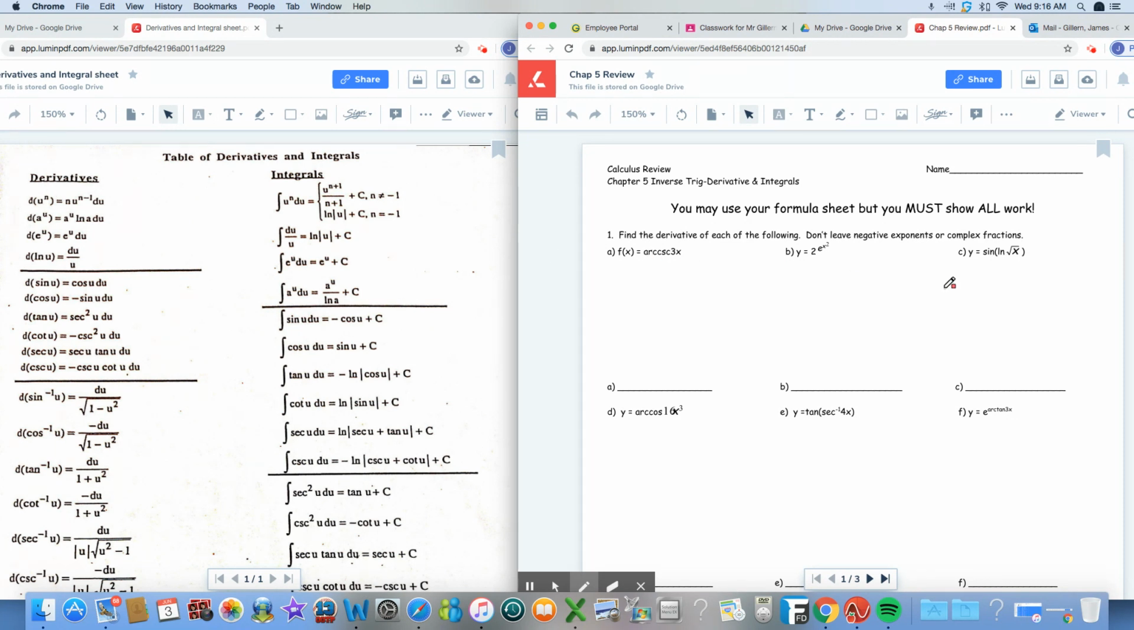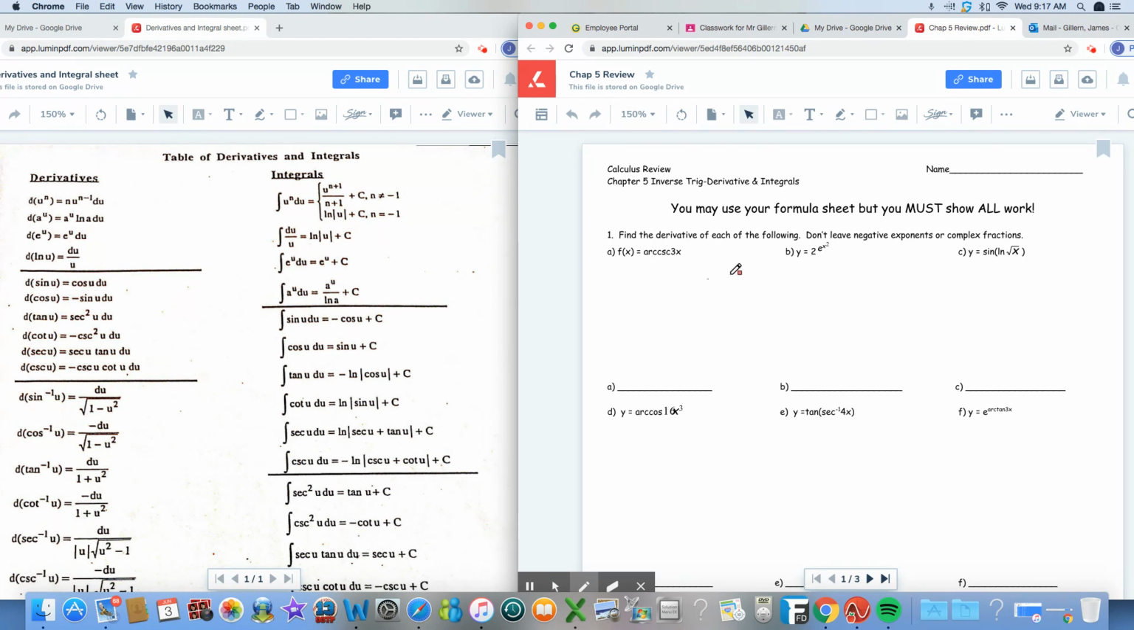The way the quiz will be set up is very similar to the way the review is set up, where one side would be derivatives, the other side will be integrals. Just won't be as many. But the types will come from types that are in here. Just make sure you take it during your assigned class period. All right, so let's get right to it.